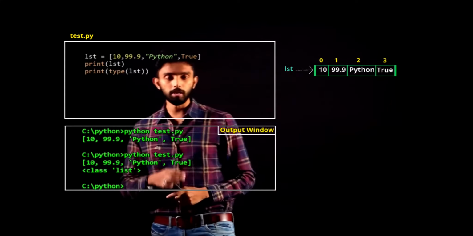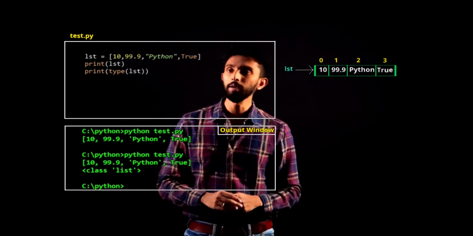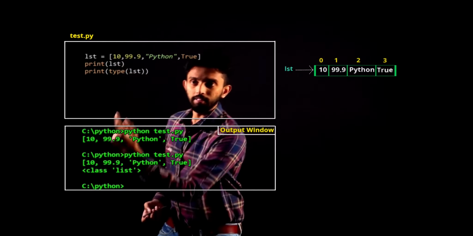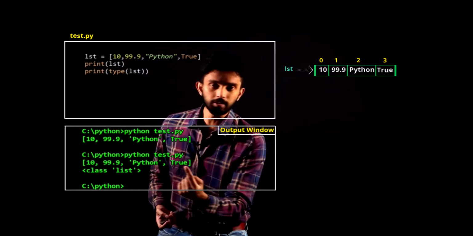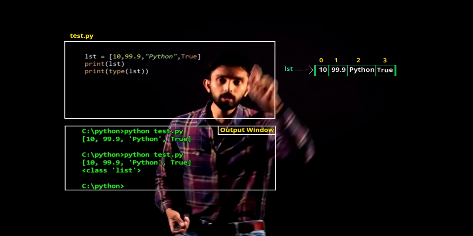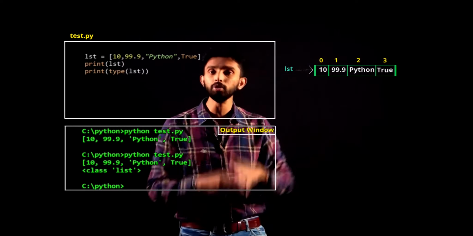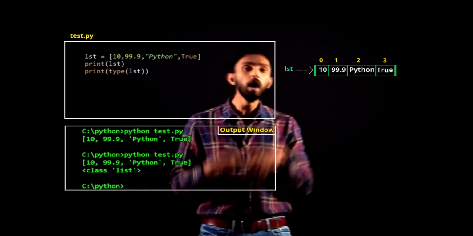Coming back to the concept, please understand. Now, when you tell print LST, the entire list gets printed. But if you want, you can individually also access elements within a list. You can do that. Individual access is possible. How?